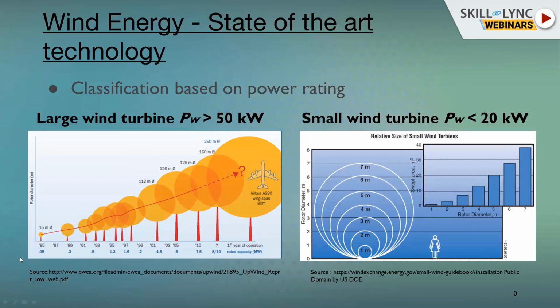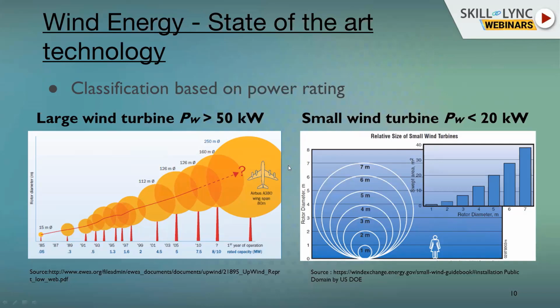Okay, now coming to the next classification, the wind turbine based on its power rating. If the total output power is more than 50 kilowatts, it is considered a large wind turbine. And this is the largest wind turbine designed so far, by GE, of the order of 2.5 megawatts. And this is the swept area. This orange part is the swept area, and each blade length is close to the total length of an Airbus A380, which is close to 80 meters. So it's a very huge turbine.